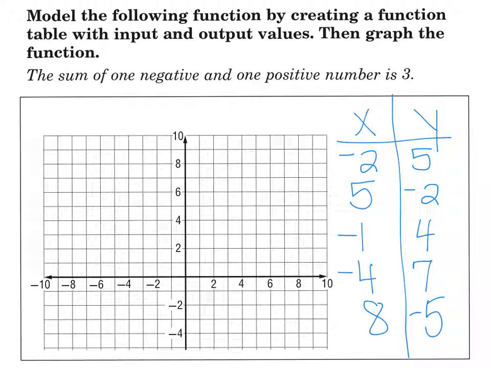So we have -2, 5, 5, -2, -1, 4, -4, 7, 8, -5.